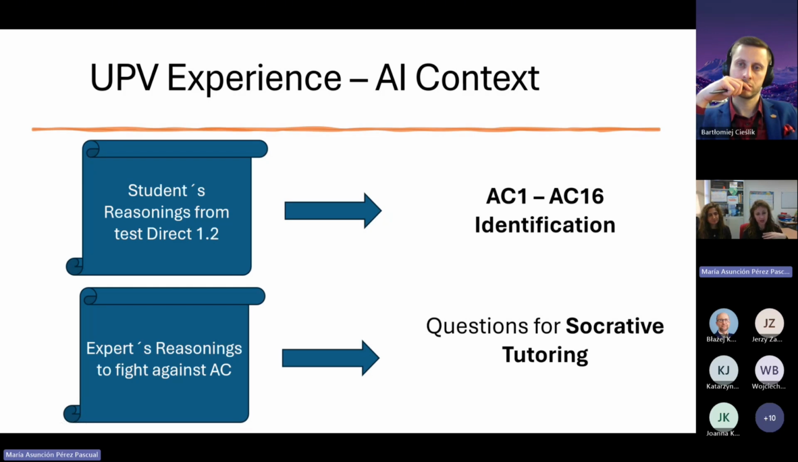On the other side, we have the expert reasoning, the way of reasoning of the expert. And the way the expert fights against alternative conceptions is used to create questions for Socratic tutoring.